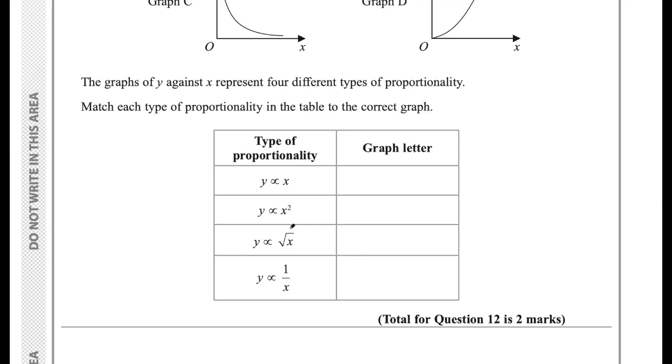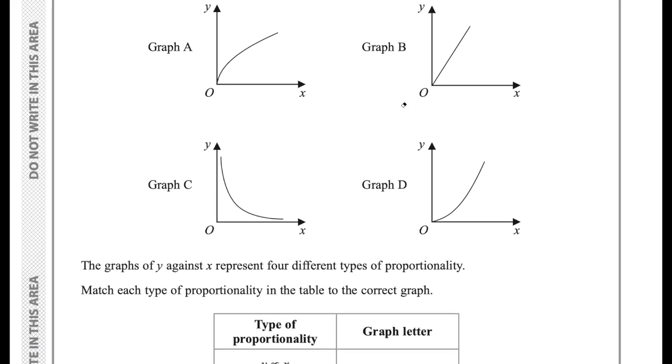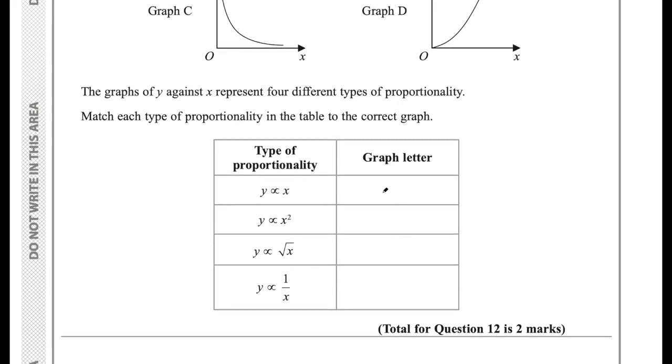So here we have the types of proportionality. The first one is y directly proportional to x. This is a linear relationship. So this is saying for each increase in x, y is increasing by the same amount. Not by the same amount as x, but by the same amount each time. So an example of this might be y equals 4x. So for each unit increase in x, y is increasing by 4. So it'll be the same increase in y each time. So this is a linear relationship. That is graph B. Okay, so we put a B in here.